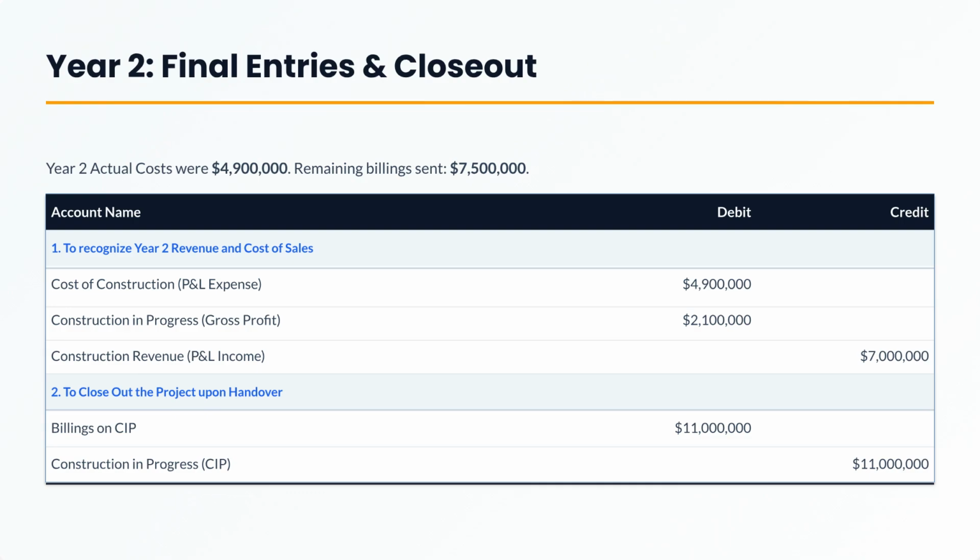At this exact moment, our construction in progress bucket equals exactly $11 million. Our Billings bucket also equals exactly $11 million. We simply debit Billings and credit CIP. This clears both accounts off our balance sheet forever, because the city now owns the bridge.